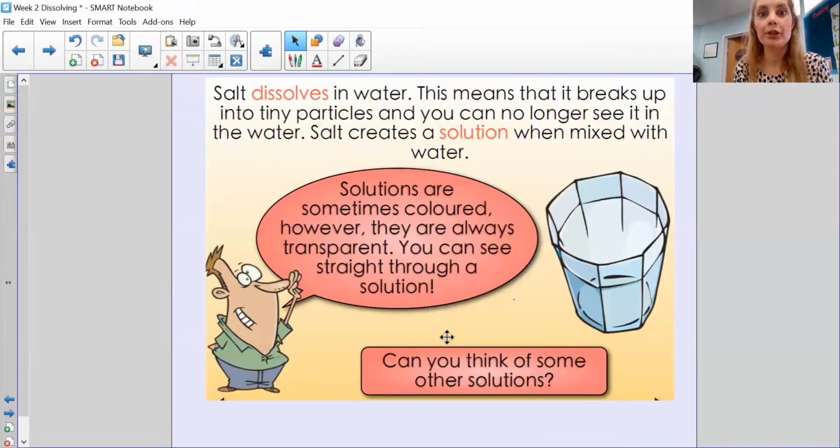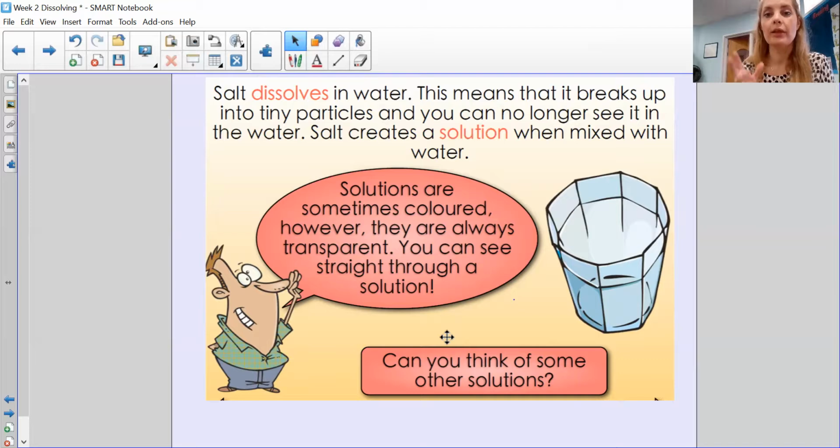So we talk about the word dissolving, okay, and salt dissolves in water, and this means that it breaks up into tiny particles. Particles are very small pieces, and you can no longer see it in the water, all right? So it becomes what we call a solution. Because you cannot see the pieces, or the particles, of salt, and it has dissolved in the water, it becomes what we call a solution.